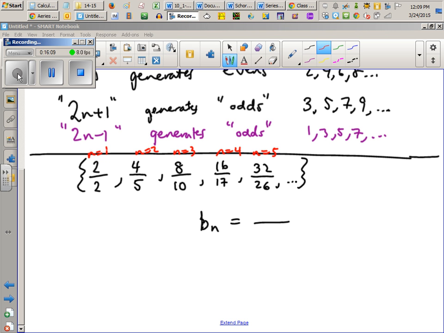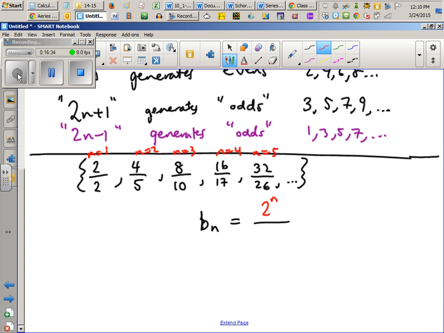So Eddie's saying that the top is 2 to the n. Does that work? 2 to the first is 2. 2 to the second is 4. 2 to the third is 8. 2 to the fourth is 16. 2 to the fifth is 32. Good job. Okay, the bottom's different though. Anyone figure out the denominator?